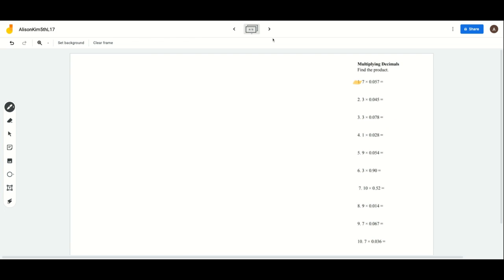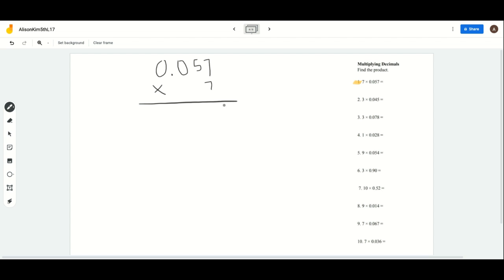Now let's do multiplying decimals. We're going to do number 1. We see that 7 is in front, but since 0.057 has more numbers, we're going to put it on top. And multiplying decimals is basically the same thing as multiplying regular numbers. You just need to pay attention to the number of decimal places there are. So we're going to multiply it by 7. So let's start off by doing regular multiplication.